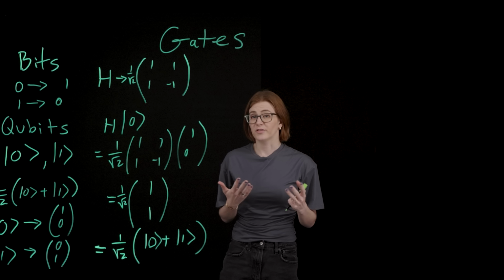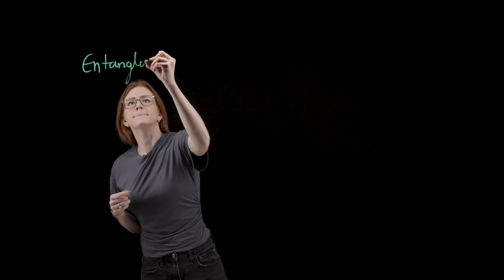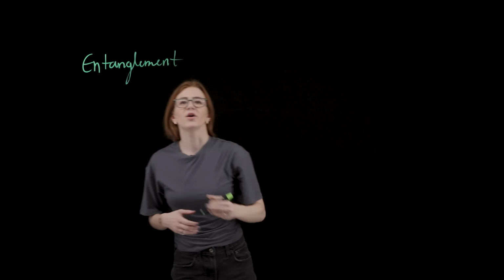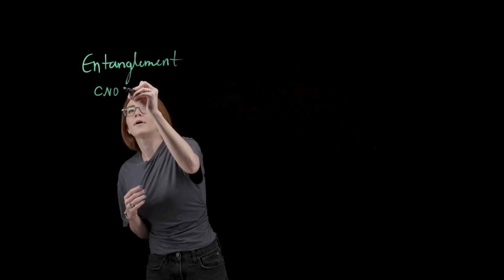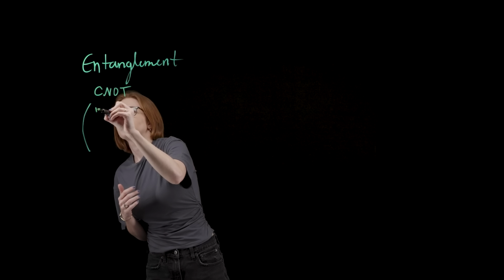Now let's talk about the second quantum phenomenon. It's called entanglement. Entanglement means that two qubits share one unified state. Measure one, and you instantly know the state of the other, no matter the distance. The gate that creates entanglement is called the CNOT gate. And remember, it's a matrix, and it looks something like this.